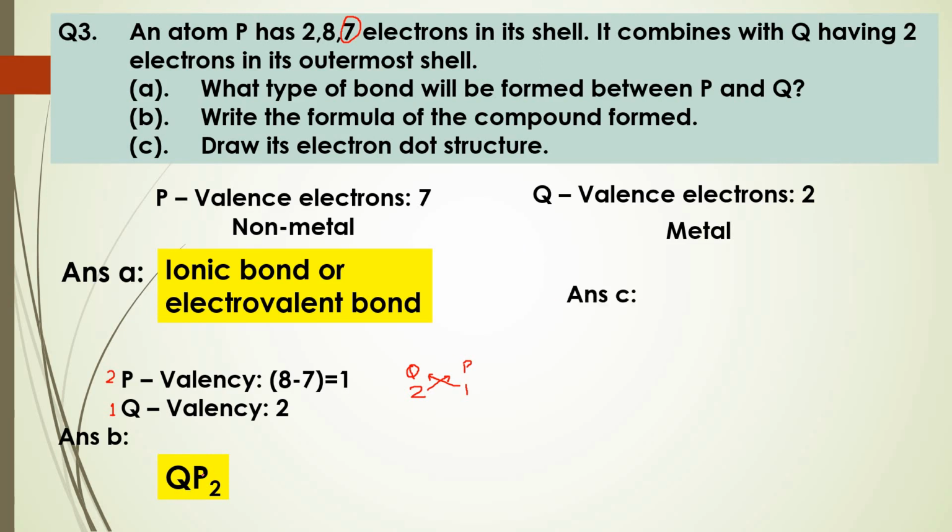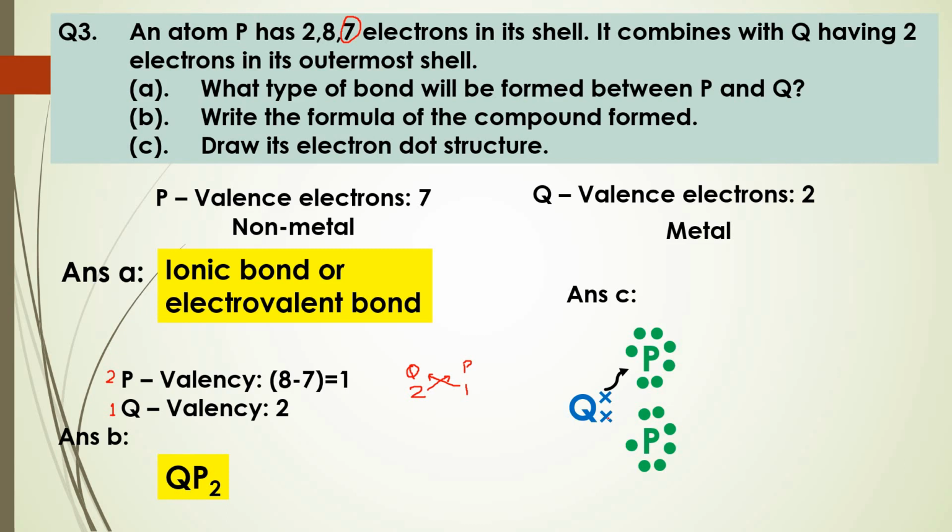Now we know the formula of the compound is QP2. That means there is one Q atom and 2 P atoms. So let's draw the electron dot structure. Q has 2 valence electrons, will draw like this. Now there are two P's, so one P over here and another P over here. They all have 7 valence electrons. Now this is an ionic compound, so there will be loss and gain of electrons. So Q will lose 1 electron and that will be accepted by P.